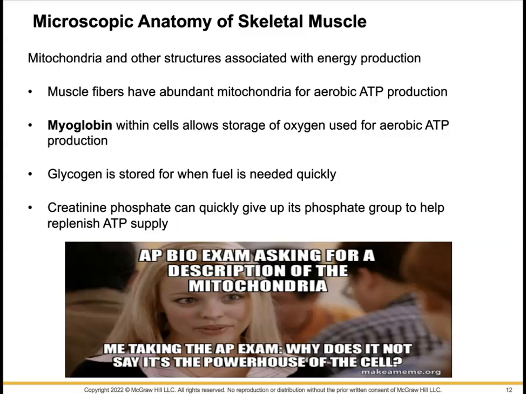Yeah. So we also store glycogen, because remember, glycogen is made up of individual glucose molecules all hooked together. So those mitochondria have plenty of sugar ready to use to make ATP. In addition to that, we have something called creatine phosphate. Phosphate, what's the importance of that? We can steal that phosphate. And when we steal that phosphate, all we have to do is hook it onto an ADP, and then we've made more ATP.